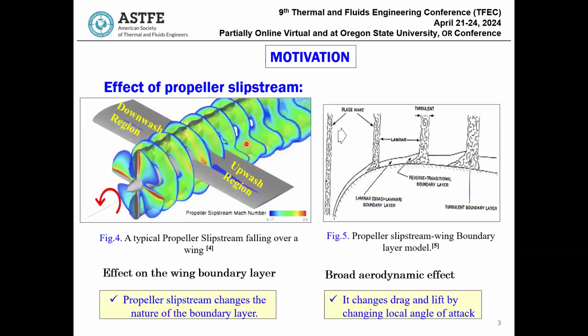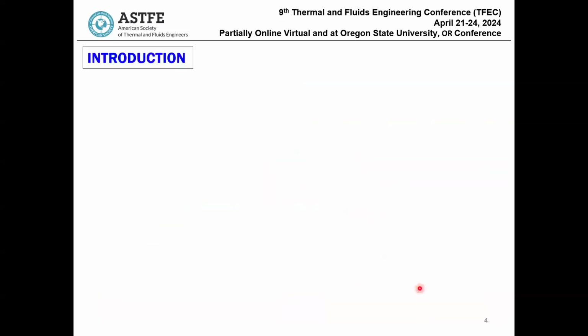I am here showing the effect of propeller slipstream on the turboprop wing. When the helicoidal wake falls over the wing, it changes the nature of the boundary layer locally. And because of that local change, it creates a global change of drag and lift by changing the local angle of attack.